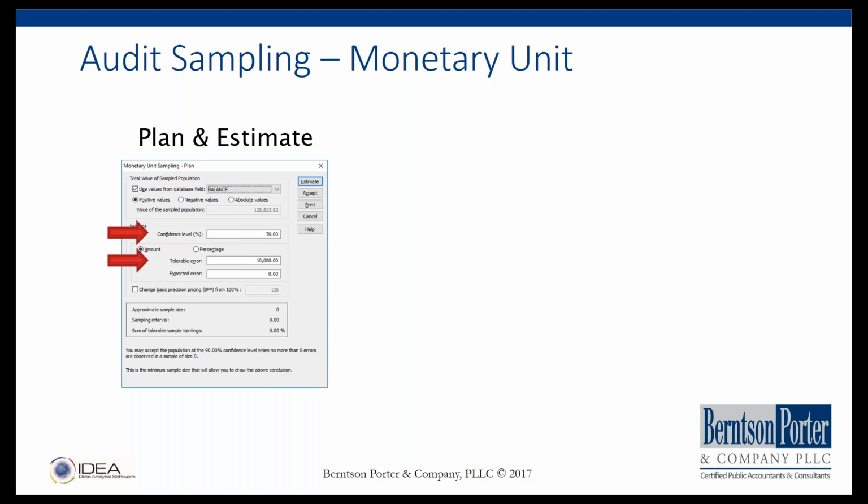And then you want to tell it what your tolerable error is. So what error could be in this population in total that you would not need to propose an adjustment for. And so in this case, we'll set it at 10,000 and say anything, if we find errors over 10,000 in our testing, we're going to have to propose an adjustment or get the client to adjust their accounts receivable to correct the number, which kind of makes sense.